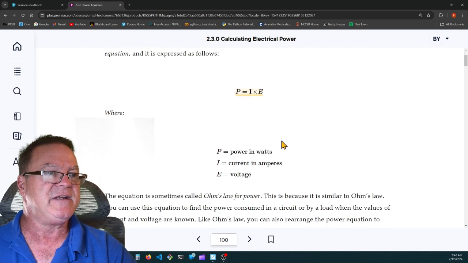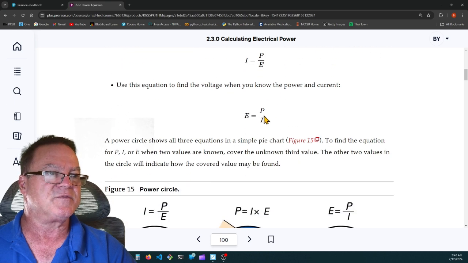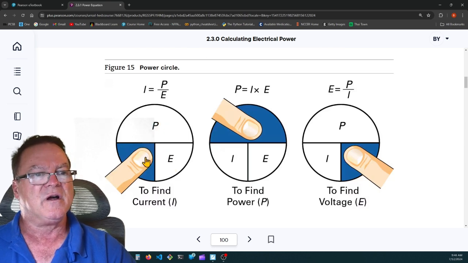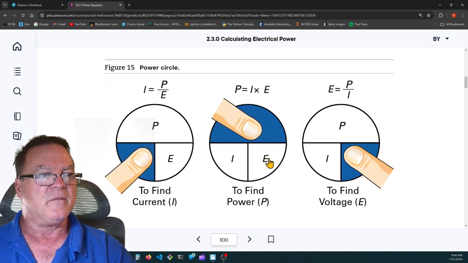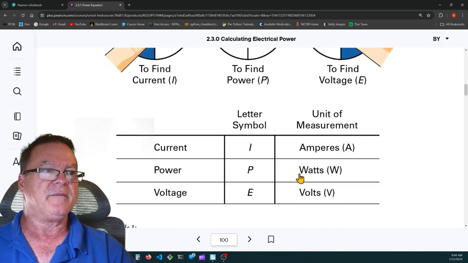2.3.1, the power formulas. There's P equals I times E. And we can also say I equals P divided by E, and E equals P divided by I. But here is your power magic formula. P, I, and E. And you can do the same thing as the Ohm's law. You can cover with your thumb which one you're looking for. So I equals P divided by E, P equals I times E, and E equals P divided by I.